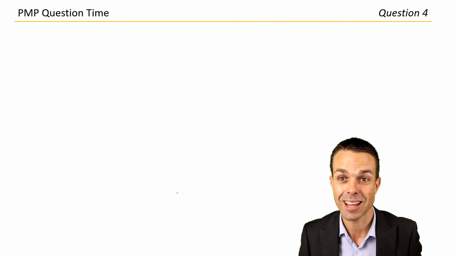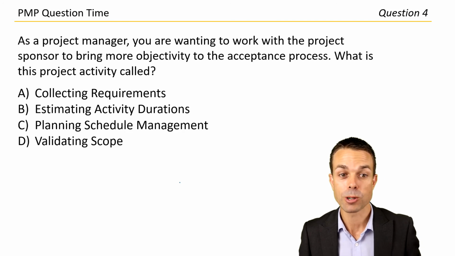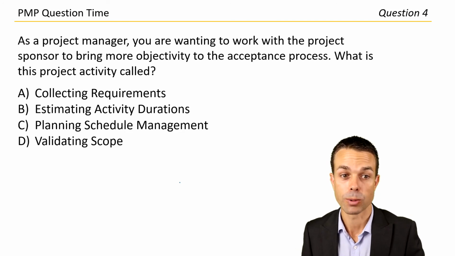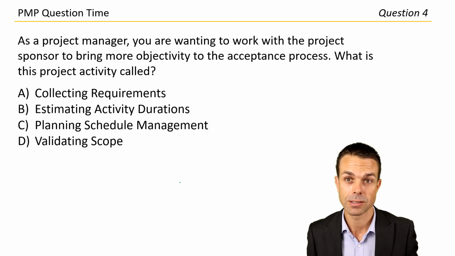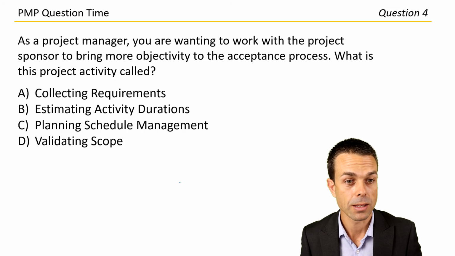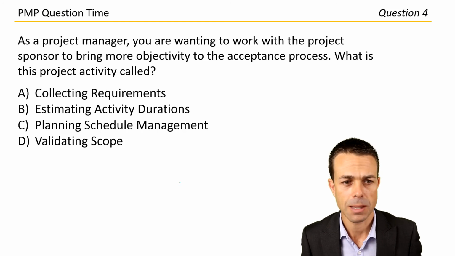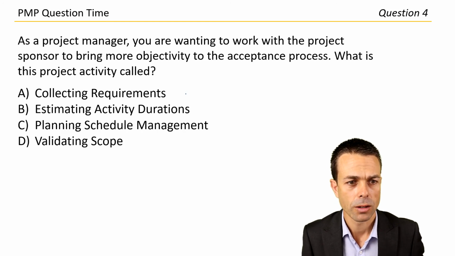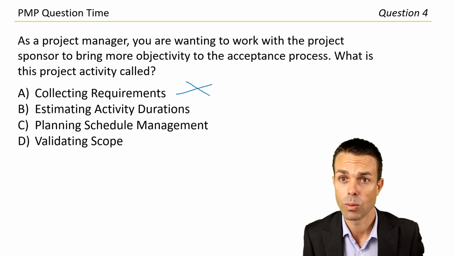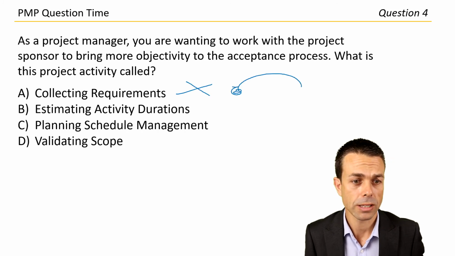Let's look at the second to last question, question 4. As a project manager, you're wanting to work with the project sponsor to bring more objectivity to the acceptance process. Okay, we're wanting to accept these deliverables probably. What is the project activity called? Is it accepting deliverables? Collecting the requirements? No, that's done, closer to the beginning of the project.